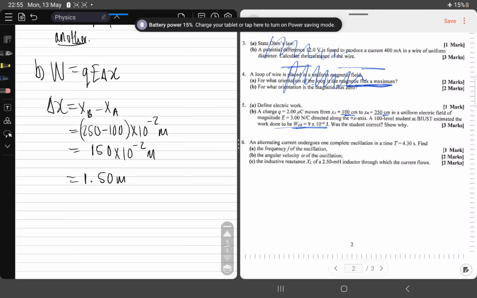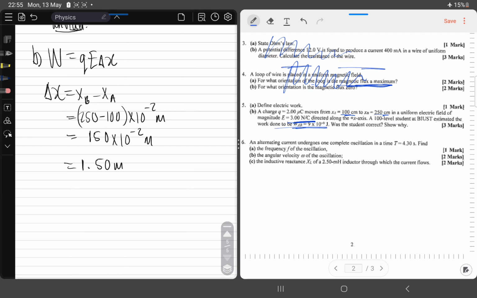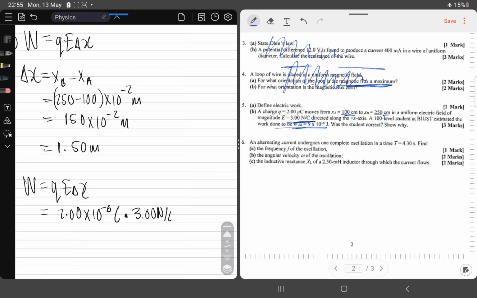Now, what are we going to have after this? We are going to have the E. So this is E. So we need QE. A charge, they've given us a Q. So I can say that work is equal to QE delta X, which is equal to, what's the charge? 2.00 microcoulombs, which is times 10 to the negative 6 coulomb, times, what's the E? E is 3.00 newtons per coulomb. Then times the last one, delta X, which is 1.50 meters.